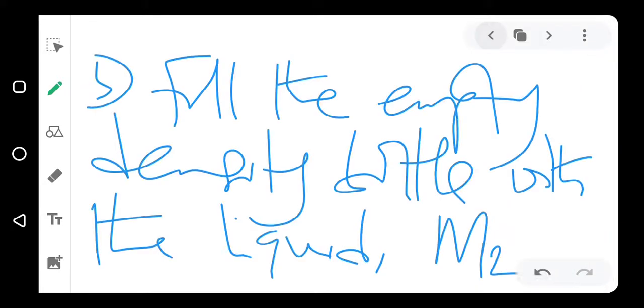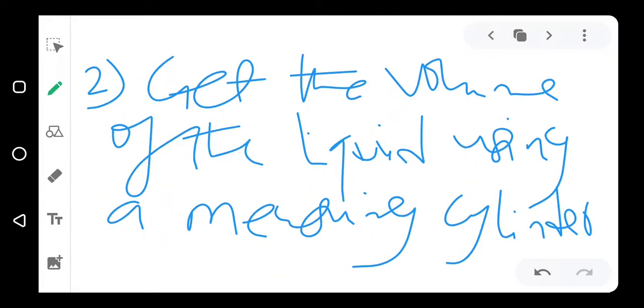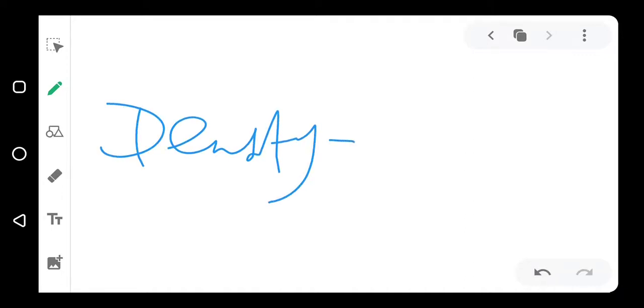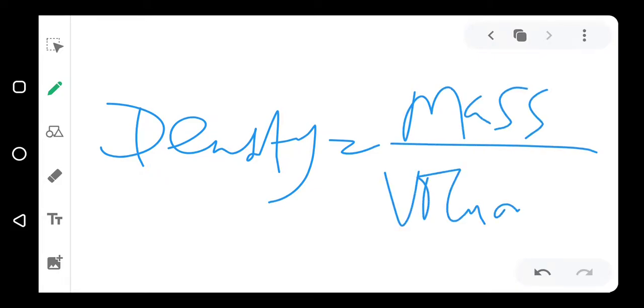Now, assuming that the volume of the liquid you used is V, we can get the density of this liquid by saying that density is equal to mass over volume. Now, how do we get the mass of the liquid? That is just the major thing in this experiment.